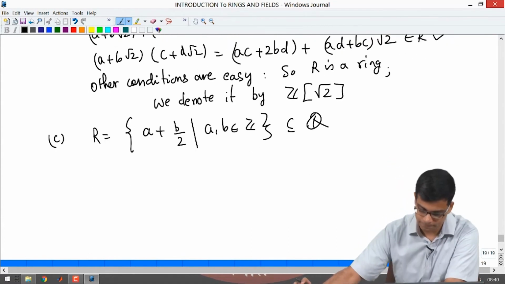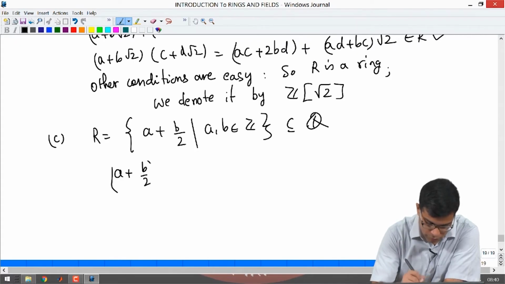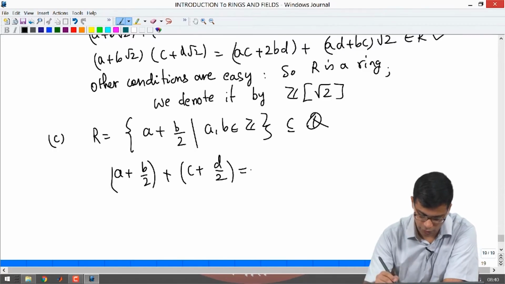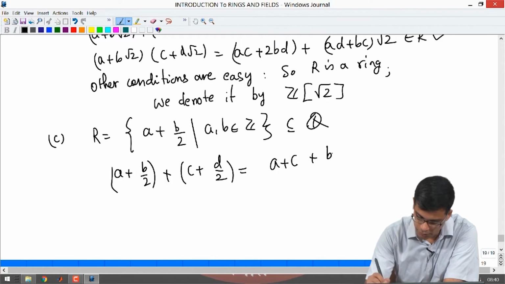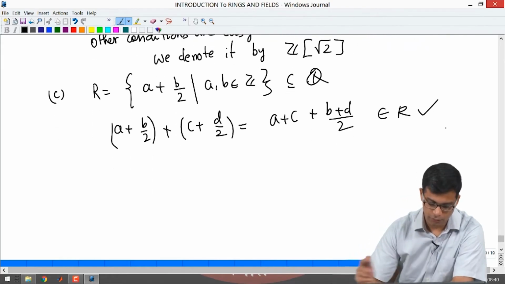Is this a ring? So, let us do the sum first. This is actually not a problem because it will be a plus c plus b plus d by 2, this is in R. So, this is okay, right. So, this is fine. What about the product?